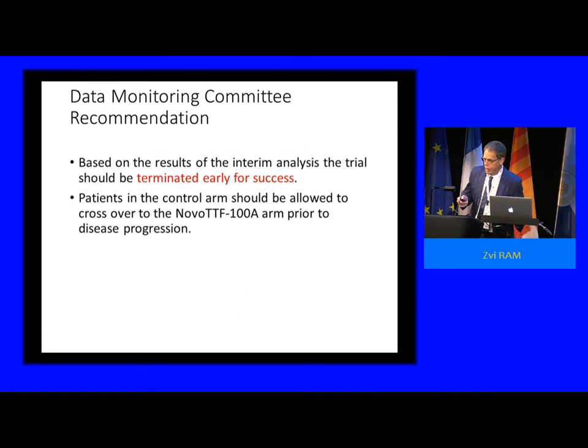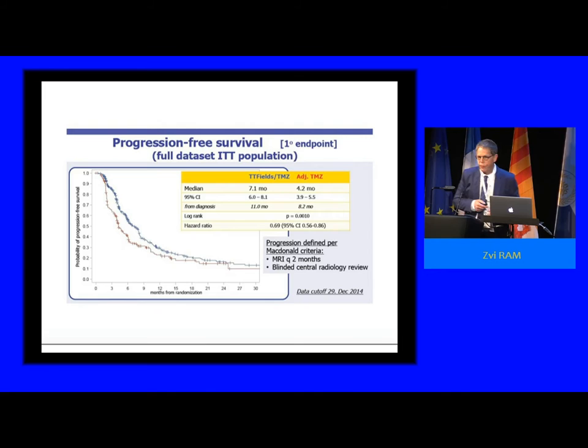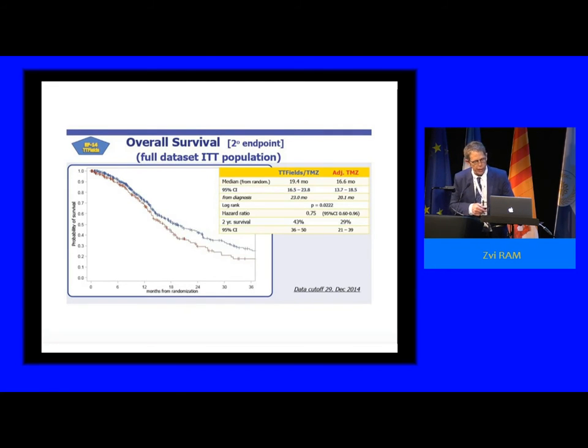Based on the interim analysis, which we presented at SNO last year and which showed significant PFS and overall survival in patients on TTF, the Independent Data Monitoring Committee recommended stopping the study for success and allowing patients in the control arm to cross over to the treatment arm. At the beginning of this year, we got the complete data set, and that showed very similar data to the interim analysis, with a significant advantage for progression-free survival in patients with TTF that translated also to overall survival, about a 3 month survival advantage.